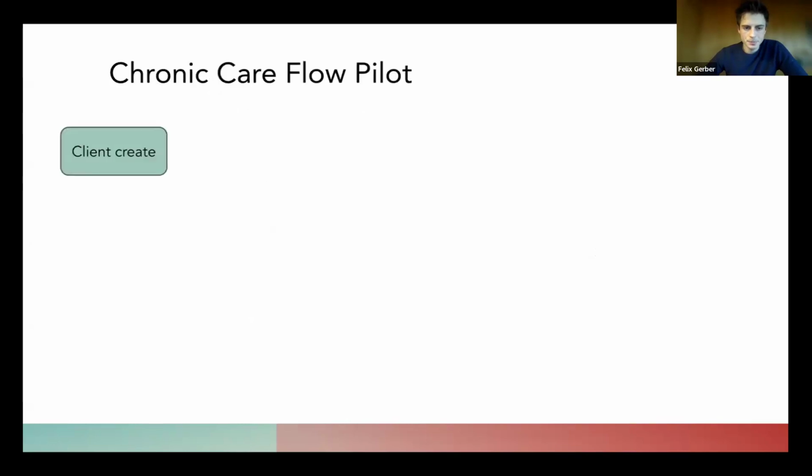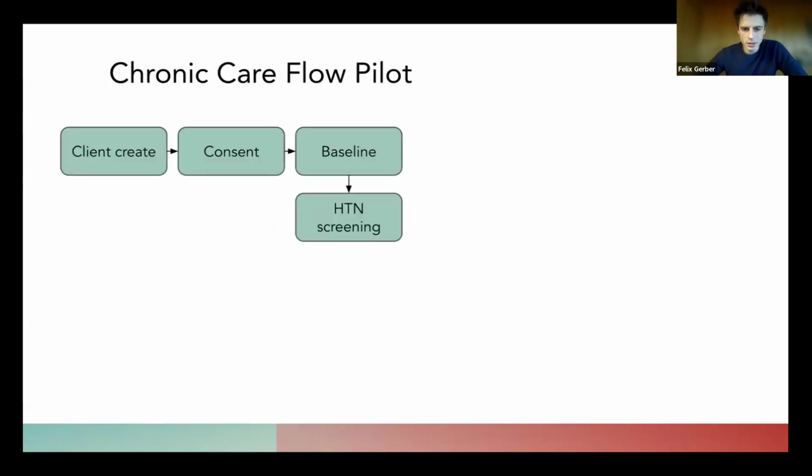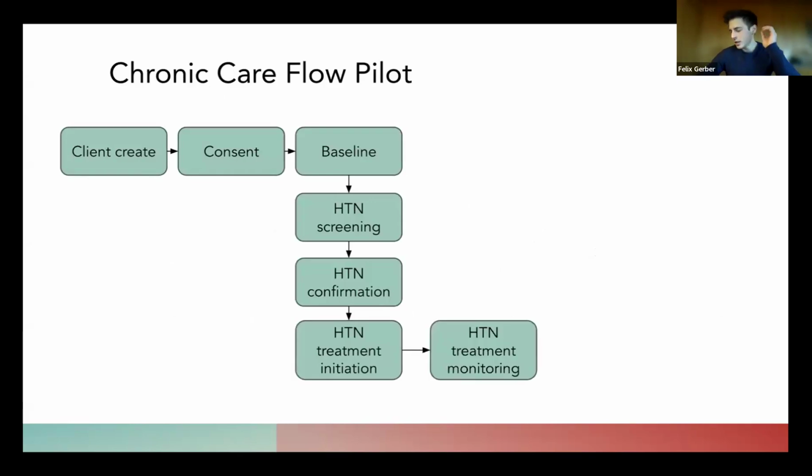So basically here, this is now the flow, how we imagined it in the beginning. So we thought, okay, we create our client, we get the study consent, we do a baseline data collection that we also used as a pre-screening to determine who was eligible for a measurement, like a hypertension screening measurement, and then people would go through the different steps. So first the screening visit, if they had an elevated value, they would have a confirmation visit, then a treatment initiation, then treatment monitoring, and then basically be monitored over time.